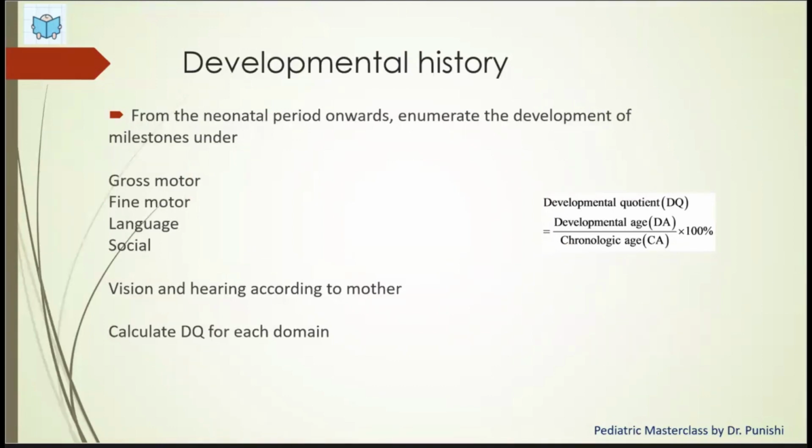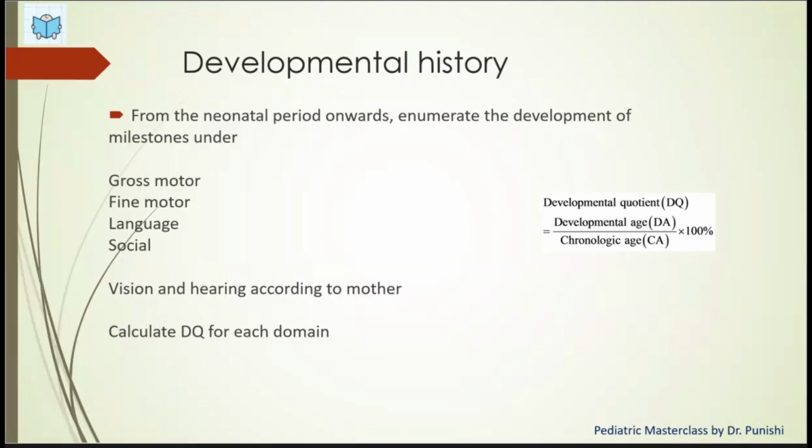And you will have to describe it in all the four domains, which is your gross motor, fine motor, social, and language. After mentioning what milestone the child has achieved, it's always good to know what is the last milestone that the child has achieved at that age. Let's say the child is 1.5 years old and has just started rolling over.